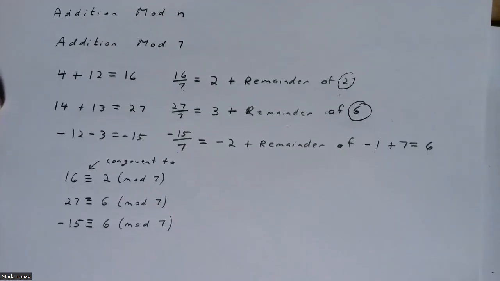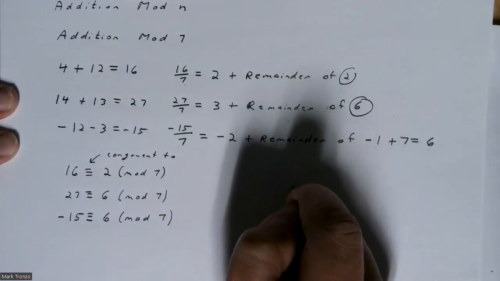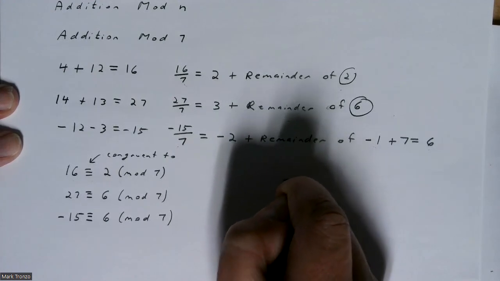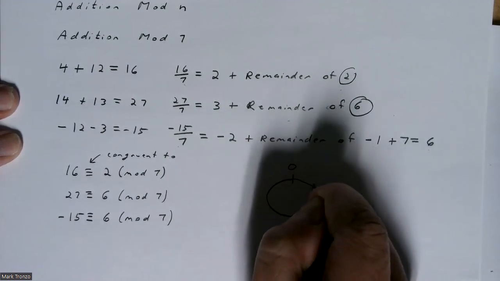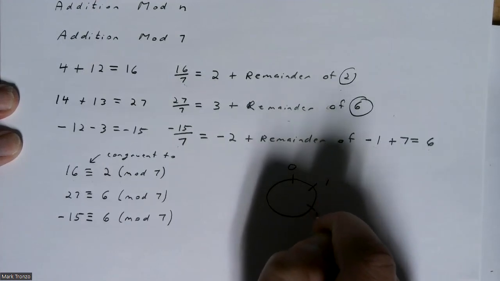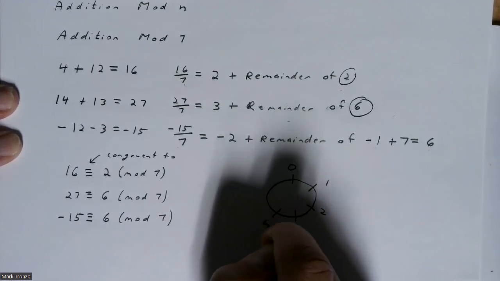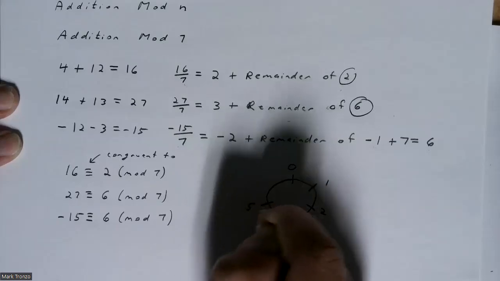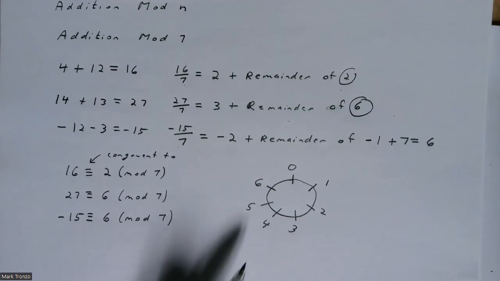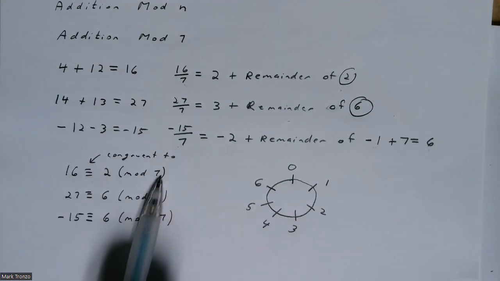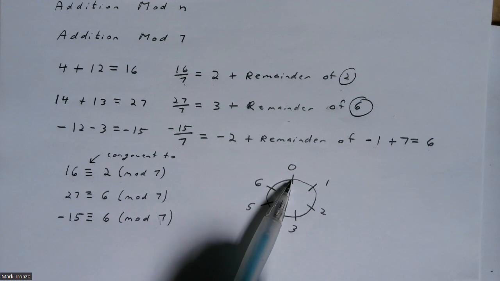Now, we could have done all this with a wheel or a circle. So let's say for mod 7, you make a circle, start at 0, and you have 1, 2, 3, 4, 5, 6. You always stop short of 7. In other words, you always stop short of whatever the mod is here. So it's 0 to 6, like this.